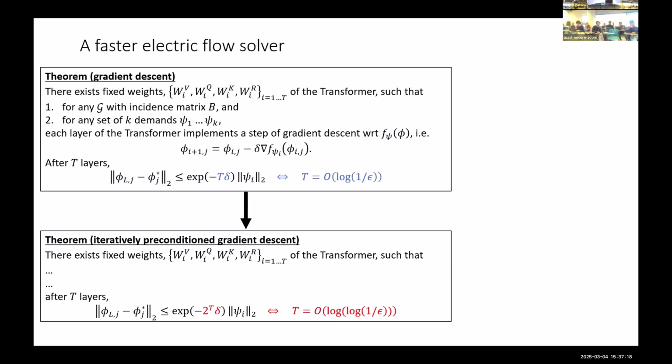So there, we also showed this faster electric flow solver, where instead of needing 1 over epsilon layers, we need log 1 over epsilon layers. There was a talk this morning as well talking about log 1 over epsilon for iterative Newton's method. I don't know iterative Newton's method very well, but based on pattern matching, I suspect that there is a connection there.